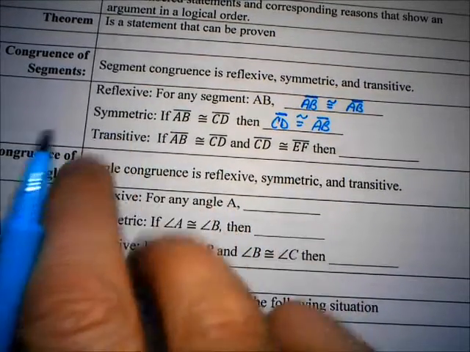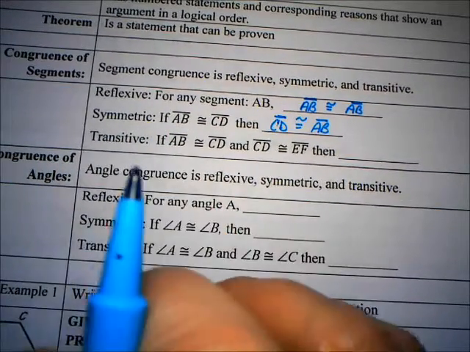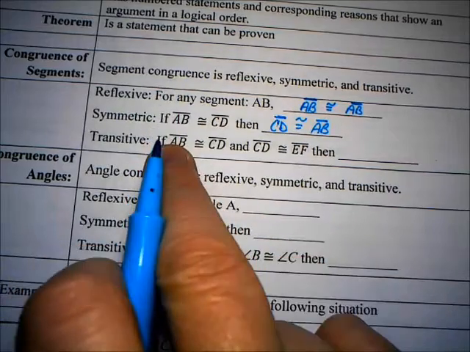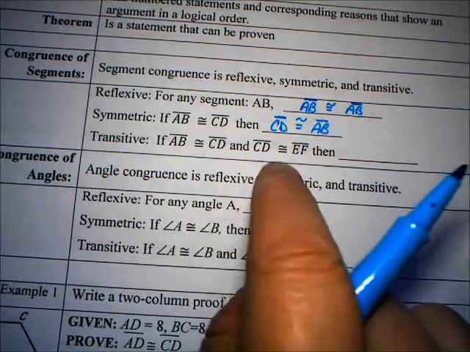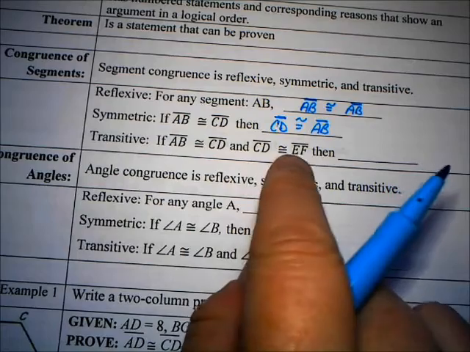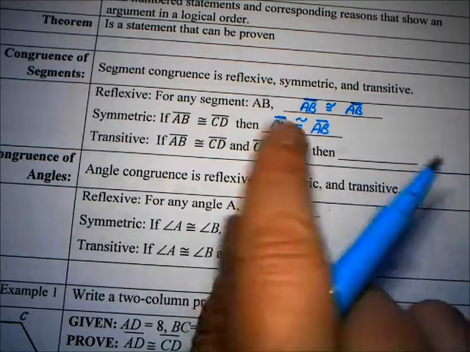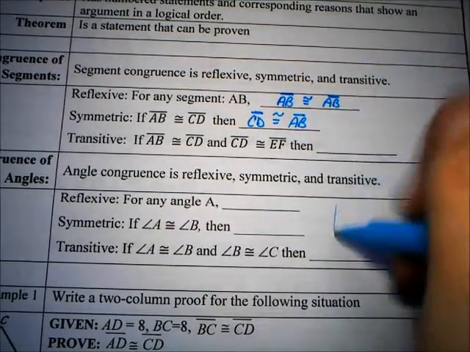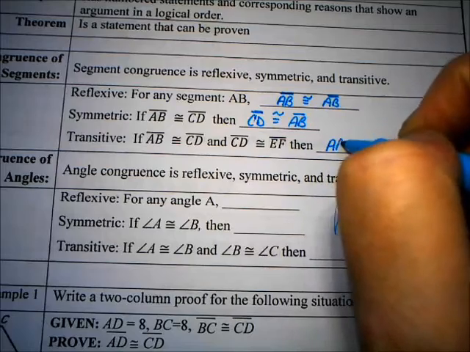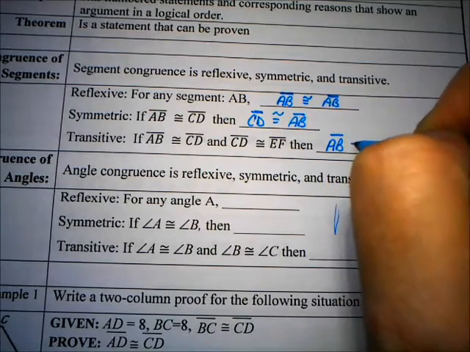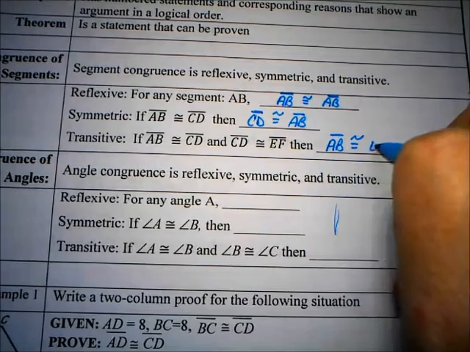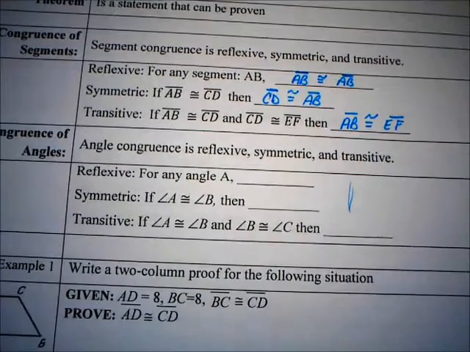And then transitivity, the same thing as with equality. If segment AB is congruent to segment CD, and segment CD is congruent to segment EF, that means I'm ignoring the middle and saying that segment AB is going to be congruent to segment EF.